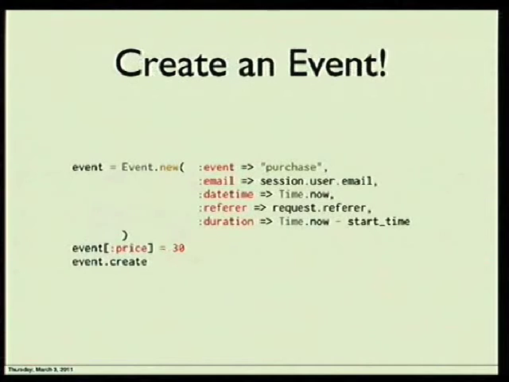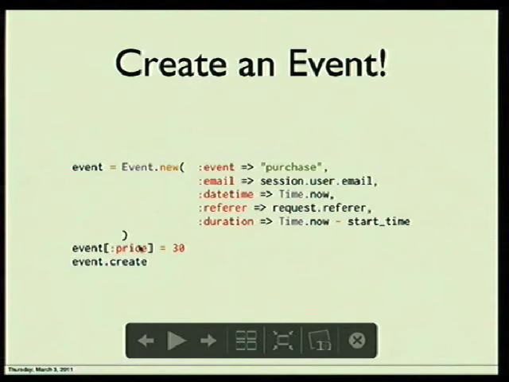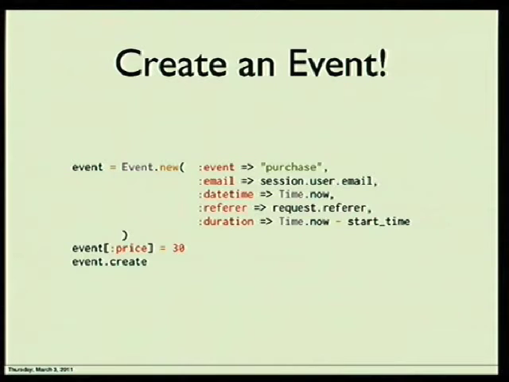So how do you create an event? Well, this probably looks pretty familiar if you've done any Rails programming. You create the event, you populate it. In this case, it's a purchase. We take the email from the user who's logged in. We've got the time, and then the rest of the stuff is populated as well. And then down here, you see the price, and that's one of those dynamic attributes. Since this is a purchase event, we throw in the price, even though it's not declared in the event model. And then we create the event.